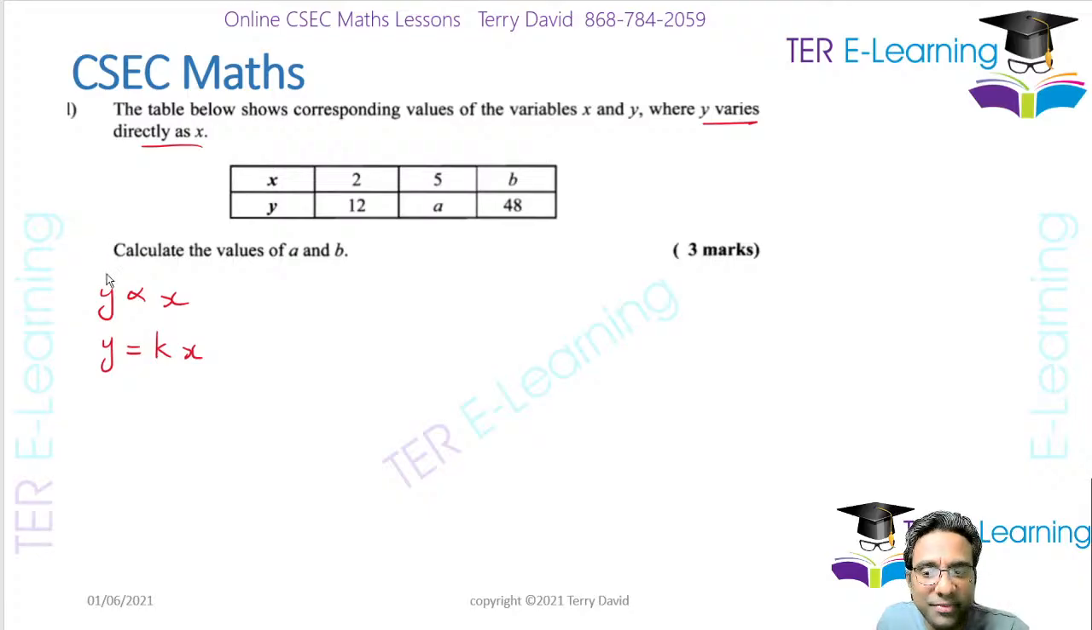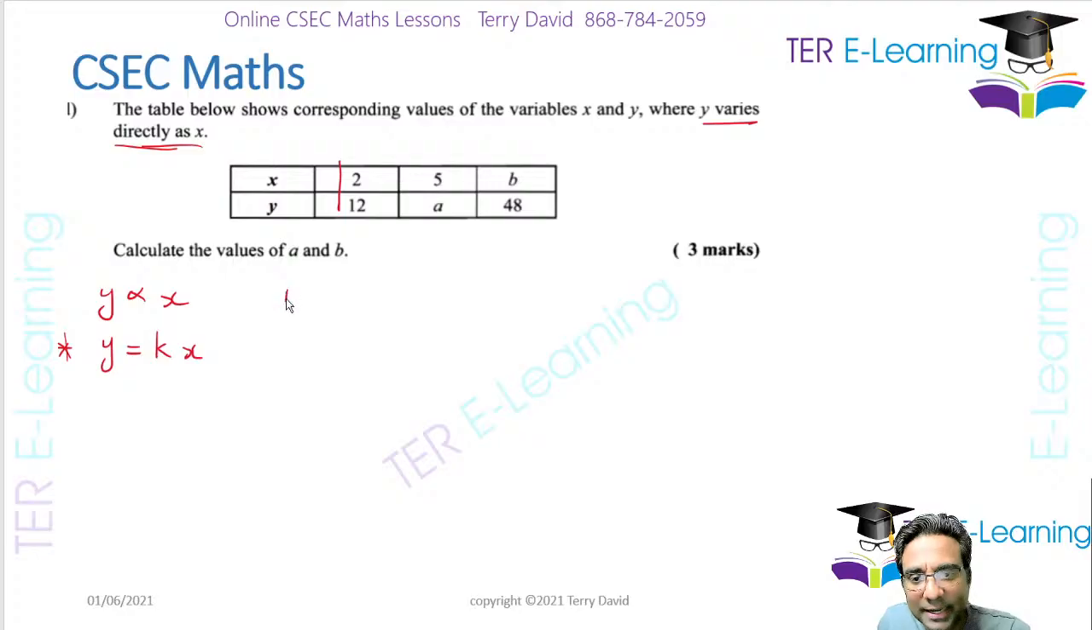So those of you who are in my class, we've covered this. We looked at different types of variation, right? So this is direct variation. y varies directly as x. So y is proportional to x. So if you replace a proportional sign, you have to put a k and you have to put an equal sign. So this is what we're working with. Now, you have to use information from the table in order to figure out what k is to begin with, right?